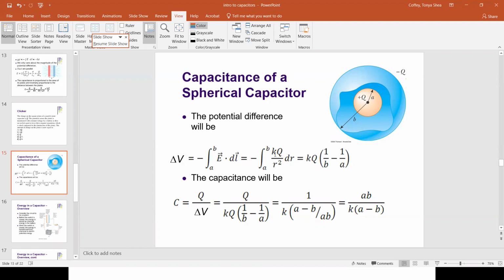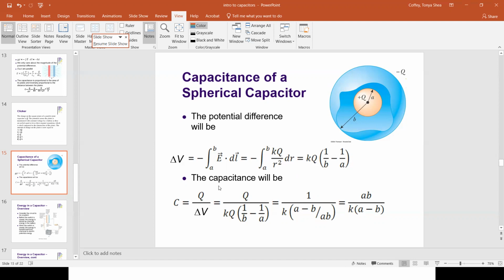So when we integrate 1 over r squared, the kq part's a constant, so we can pull it outside of the integral. When we integrate 1 over r squared, we get negative 1 over r. So that cancels out with the minus sign out front and the negative sign from the negative 1 over r, and we end up with a positive value. And then we evaluate that 1 over r from A to B. So we end up with a voltage difference of kq times 1 over B minus 1 over A for our voltage, okay?